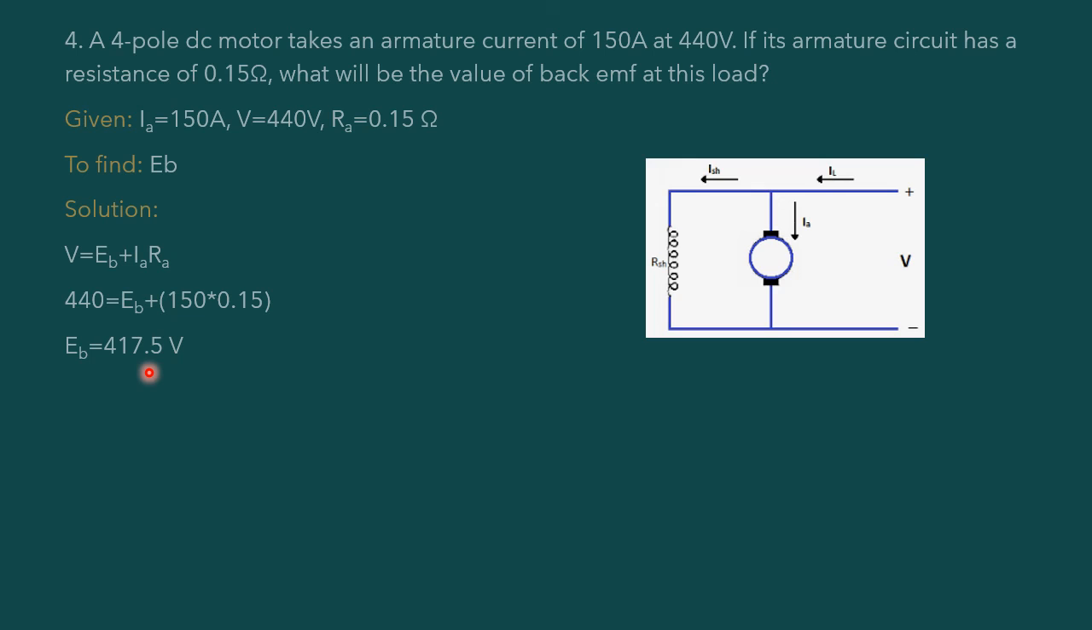So if the problem is given in these types, first you have to find whether it is a motor or generator. Then you have to draw the circuit. Then you have to draw the current direction. Finally, you find the values by applying Kirchhoff's current law and Kirchhoff's voltage law.